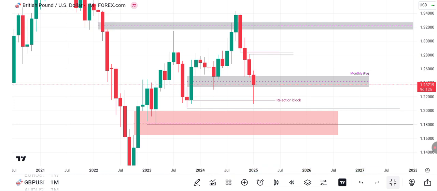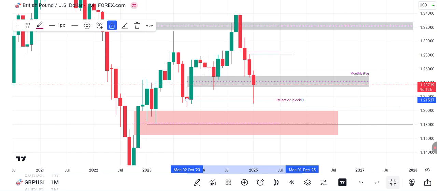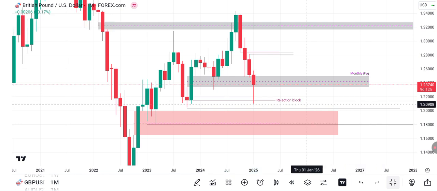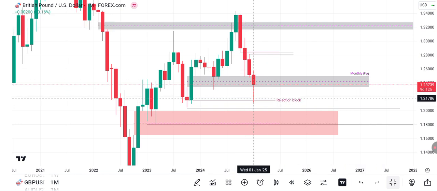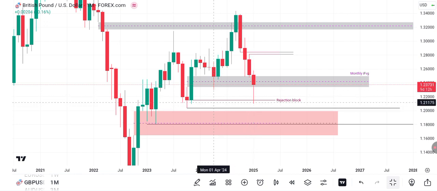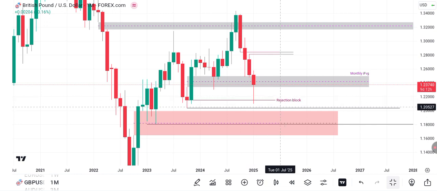But I'm also drawing our attention to something like a rejection block. That's what I'm premising my analysis on, especially for a trade I took here. So this is a rejection block. We can actually see the price made its way inside the rejection block. I was expecting the price to go even onto this old low here, but since it didn't happen, I relied on my rejection block.